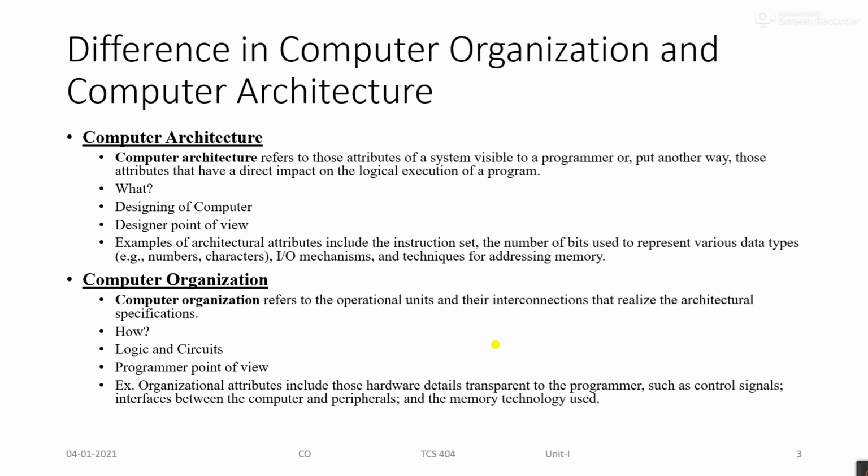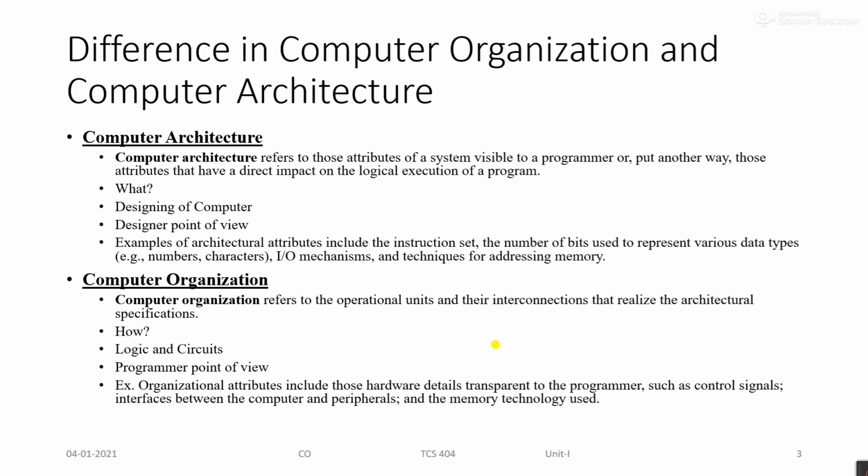For example, for a particular application, which type of processor or computing system we need to use, and for a particular application, how much memory we need to deal with, right? So these things come in computer architecture.